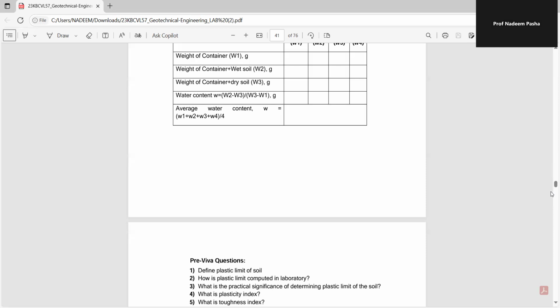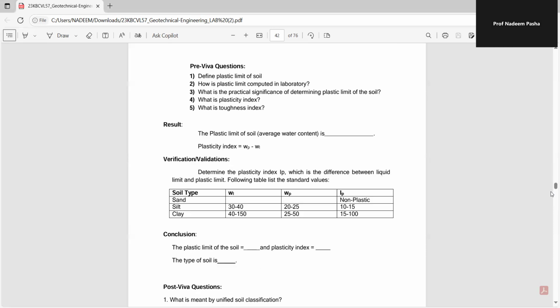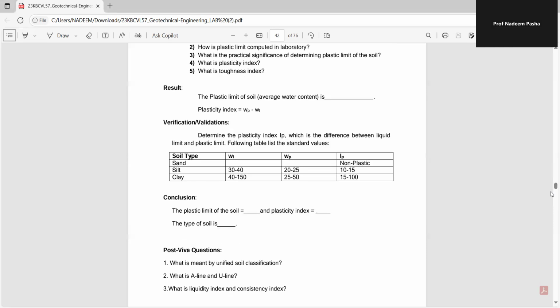In the experiment just now, we have seen that. What is the practical significance of determining the plastic limit of soil? Plastic limit of soil helps us to identify how much water is required to change the state of soil from solid to liquid, liquid to plastic. Now, what is plasticity index? Plasticity index IP is nothing but the difference between liquid limit and plastic limit. What is toughness index? Toughness index is IP divided by IF. So the plastic limit of soil is the average water content, this much. Plasticity index is equal to WL minus WP.